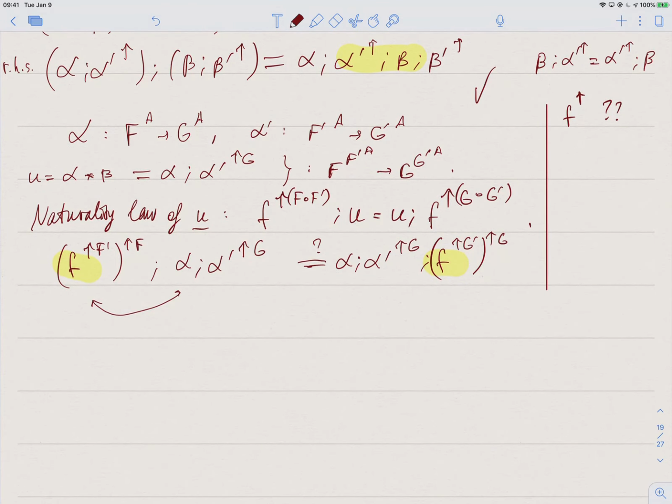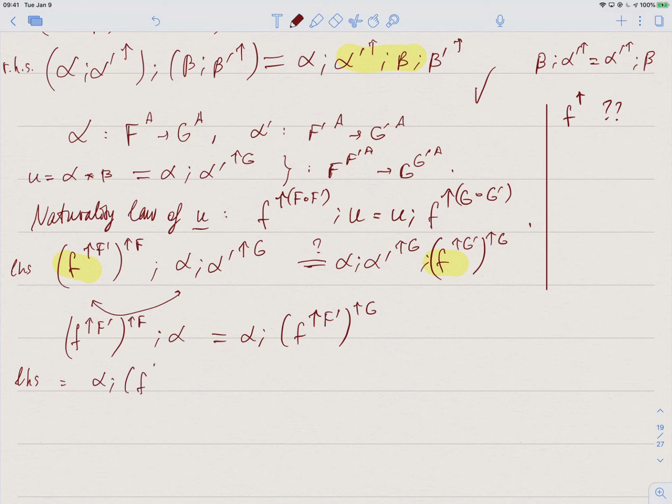So we have this equal to f prime, f alpha equal to alpha, and then f lifted to f prime lifted to g. So let's substitute that there. So then this left hand side equals alpha, f lifted to f prime lifted to g, alpha prime lifted to g. Now clearly we have two things that are both lifted to g.